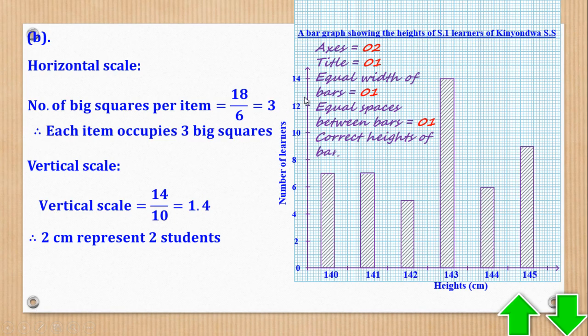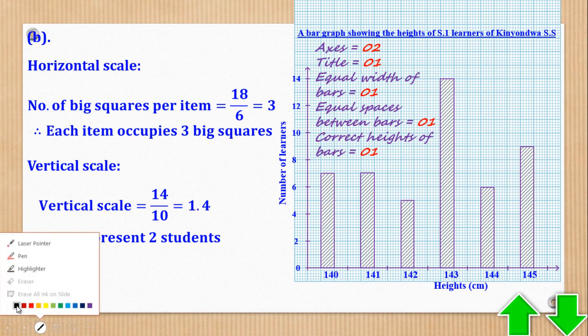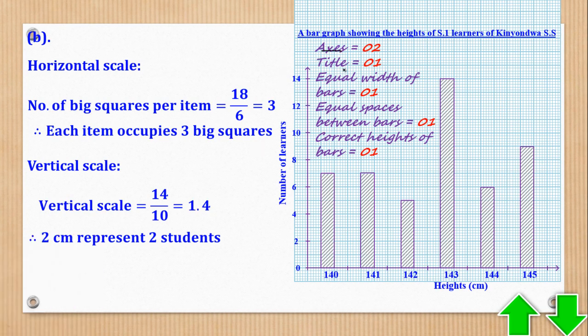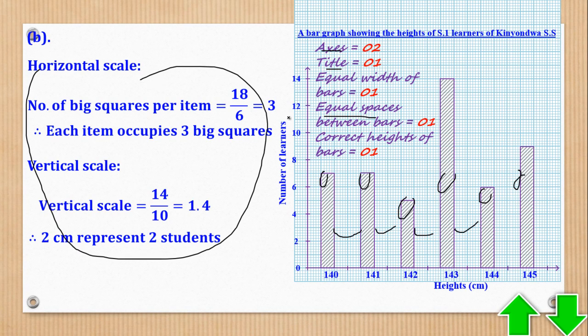And that's how marks were awarded. So axes, 2 marks; title, 1 mark; equal width of bars. So these ones, when I look at these ones, they should have equal width. Then 2 marks for equal spaces between bars. So do you see this from your tier? These spaces should be the same. Now, if you follow the rules here of getting the scale, the bar graph will come out automatically and as it is needed. Then one mark for these heights.